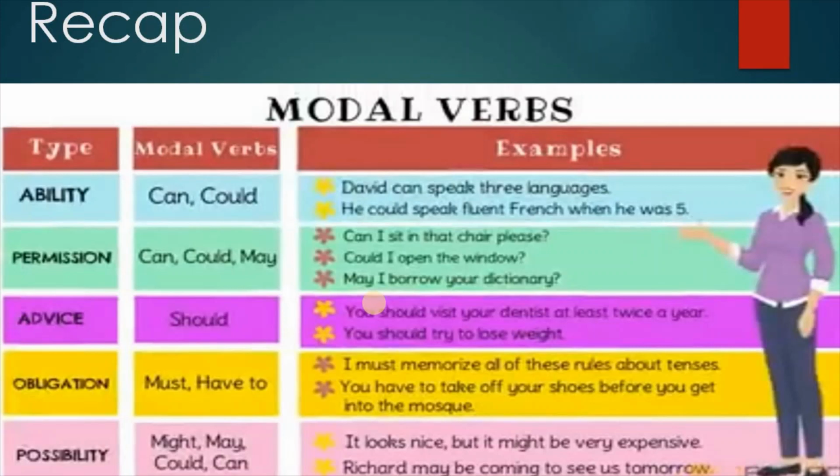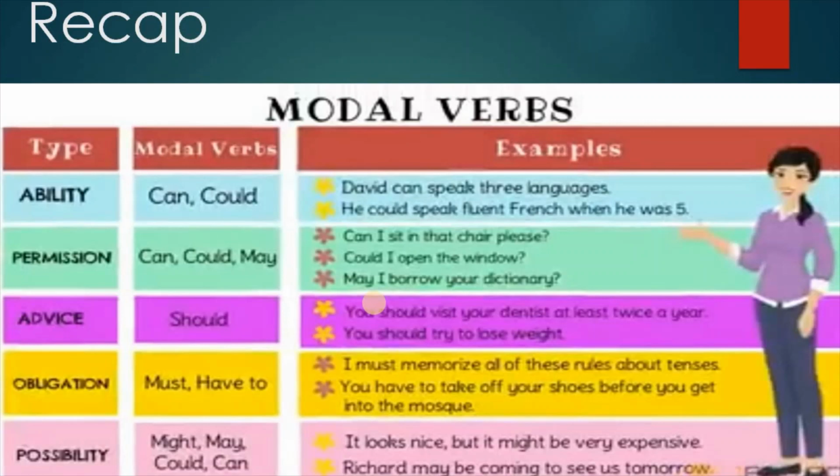Next, can and could, may are used for permission. Example, can I sit in the chair please? Could I open the window? May I borrow your dictionary? Here, all the sentences are used to ask permission.